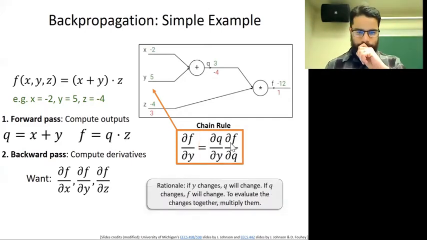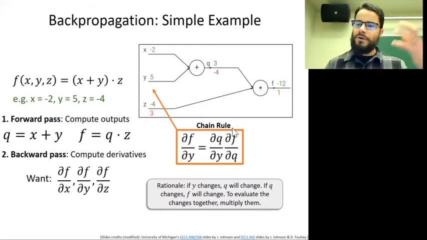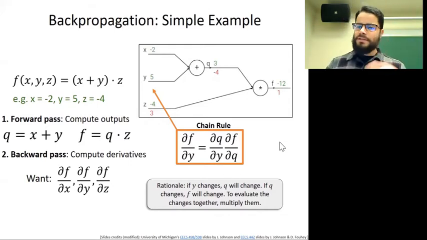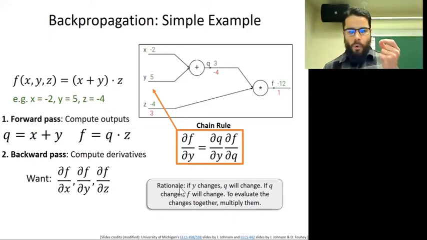We are going to use the chain rule to do that. So the derivative of the loss with respect to this input y is going to be given by the derivative of q with respect to y, and the derivative of f with respect to q. Very good, that's the chain rule. And there's a bit of a rationale that helps us remember what's going on. If y changes, q is going to change. Of course, you can see the function here. If q changes, we know that f is going to change. To evaluate the changes together, you just have to multiply them, okay?